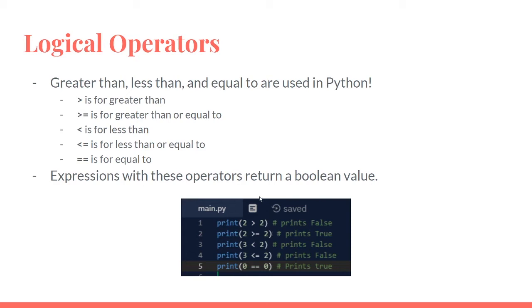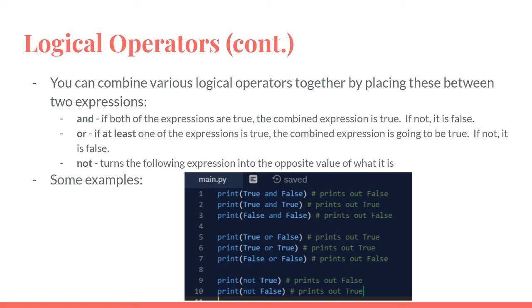If you want it to be greater than or equal to, or less than or equal to, the equal sign goes after. You can combine various logical operators together by placing and or or between them. When you have and, you have to make sure that the two things you're comparing, on the left and the right of the and keyword, are both true. Otherwise, if one of them is false, whether it's the one on the left or the right, it'll always evaluate to false.